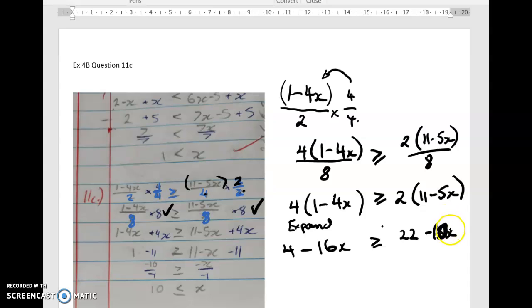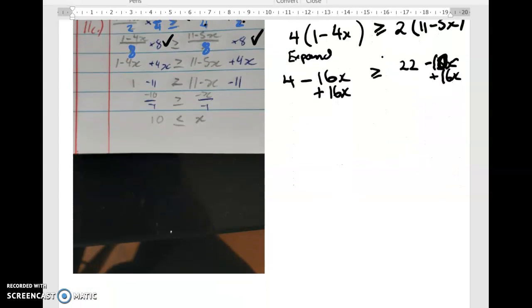Silly mistakes, we all make them. So we have minus 10x, which is the larger amount compared to minus 16x. So we're going to get rid of the minus 16x. And to do that, we're going to do plus 16x to both sides. And as you can see, we get those helpful positive numbers. Scrolling down a little bit, and so we end up with 4 is greater than or equal to 22 plus 6x. And now it's a case of getting x by itself.